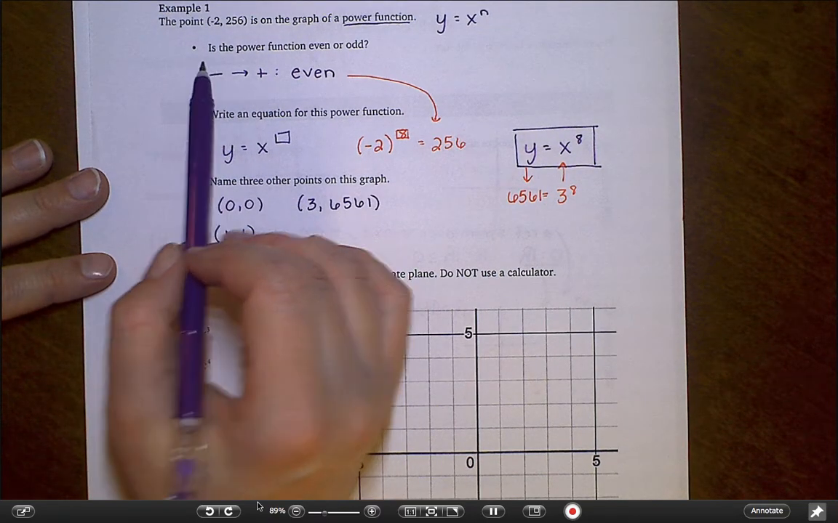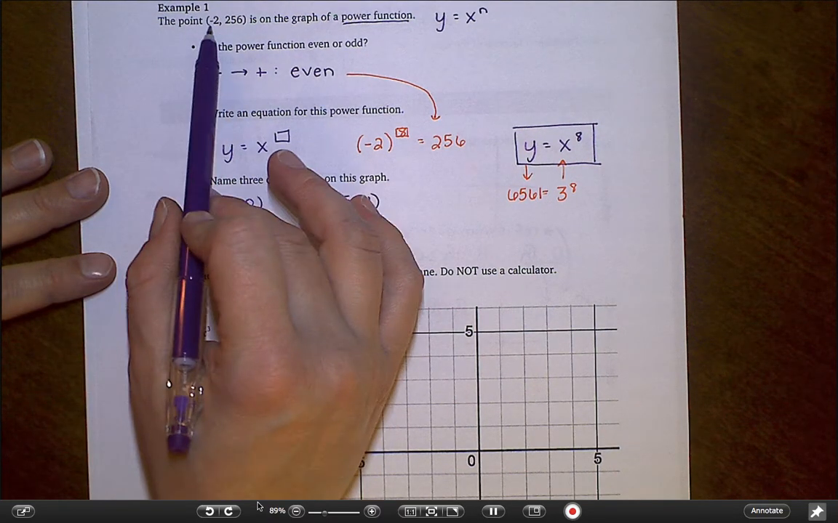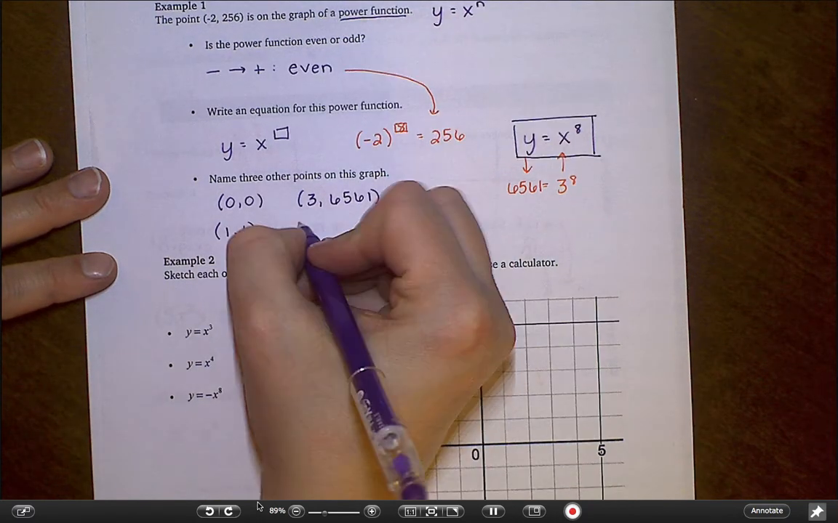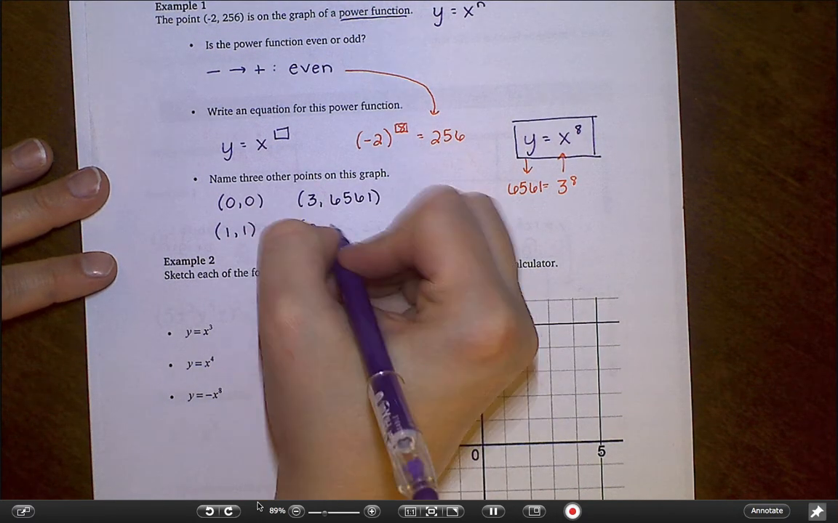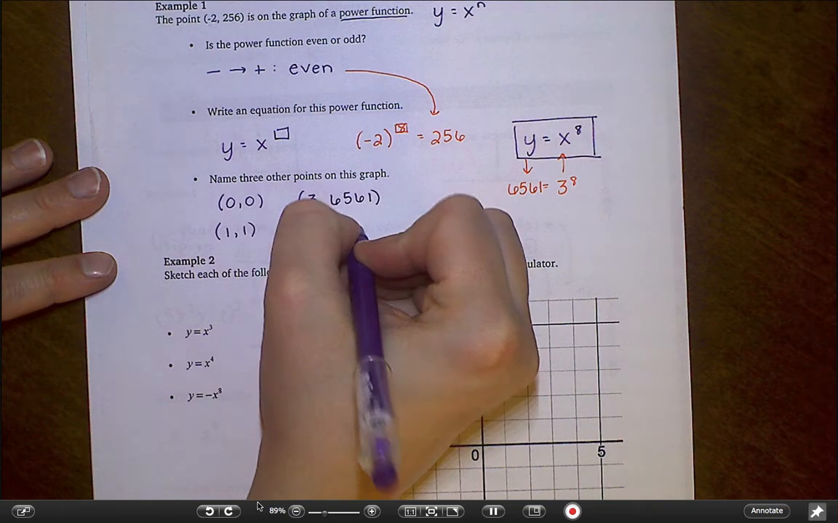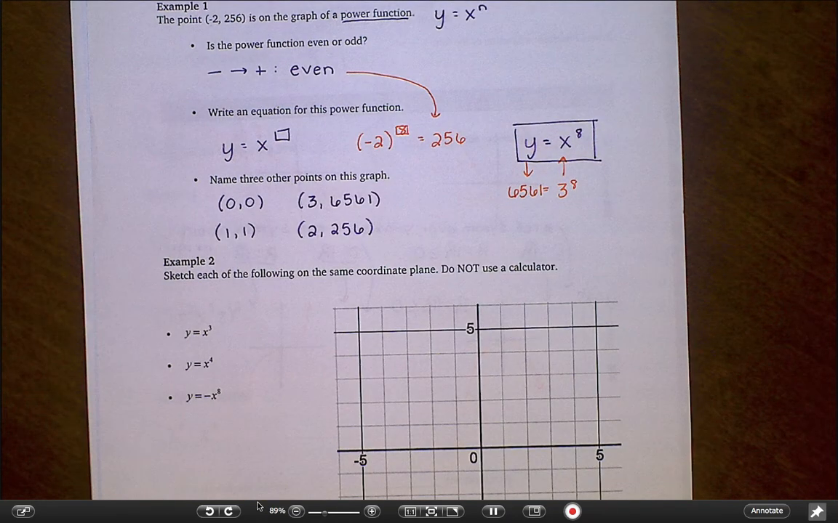The other thing we could have done and saved us a little bit of work here is we could have used that whole idea of symmetry. So if the point (-2, 256) is on the graph, then we know the point (2, 256) would also be on the graph. So we could have named that one as well.